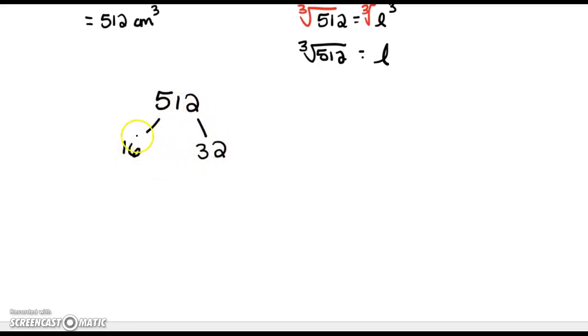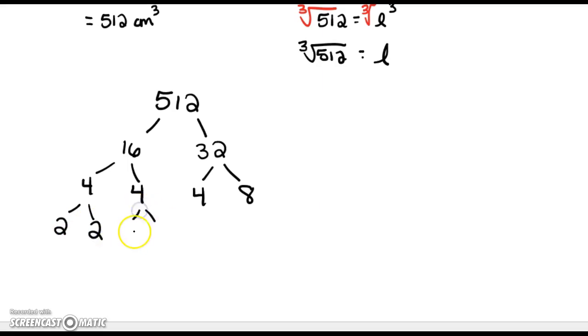Then we're going to break down these factors as well. I can break down 16 into 4 times 4, and I can even break down 32 into 4 times 8. I'm going to keep breaking down these numbers until I get to those prime numbers. So 4 can break down into 2 times 2, 2 times 2, 2 times 2, and 8 can be broken down into 2 times 4.